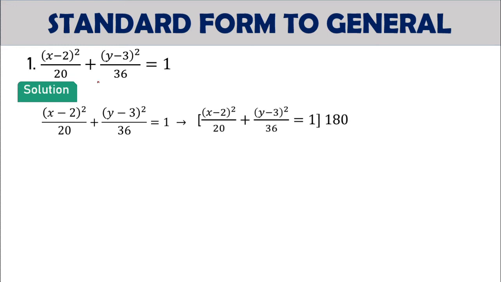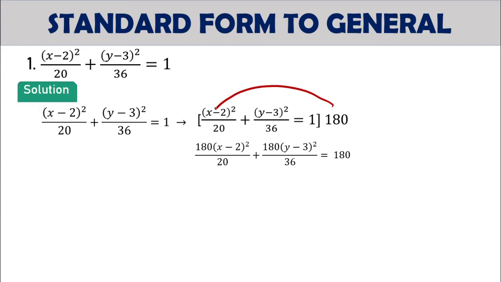So we have quantity (x minus 2) squared over 20 plus quantity (y minus 3) squared over 36. So the LCD between 20 and 36 is 180. Okay, so next is we're going to multiply 180 to each of the terms. So magiging multiply natin dito, multiply natin dyan, and multiply natin sa 1.